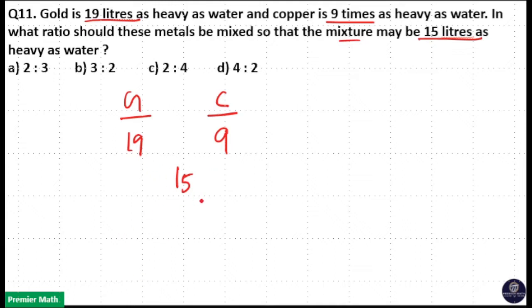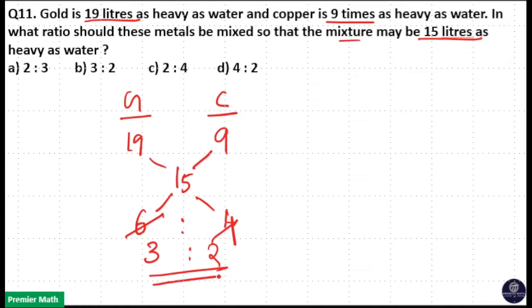So 19 minus 15 is equal to 4 and 15 minus 9 is equal to 6. When you simplify, 2 into 3 is equal to 6, 2 into 2 is equal to 4. So 3 is to 2. That is, gold is in the ratio 3 and copper is in the ratio 2. So option B is your answer.